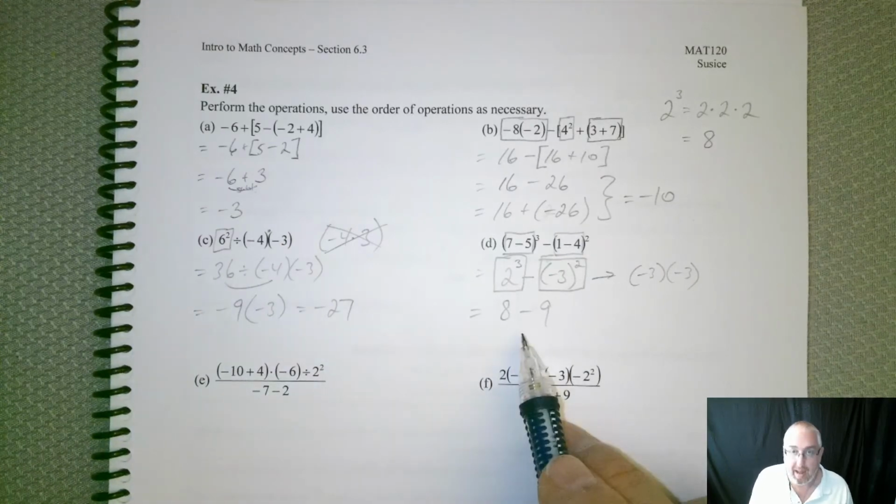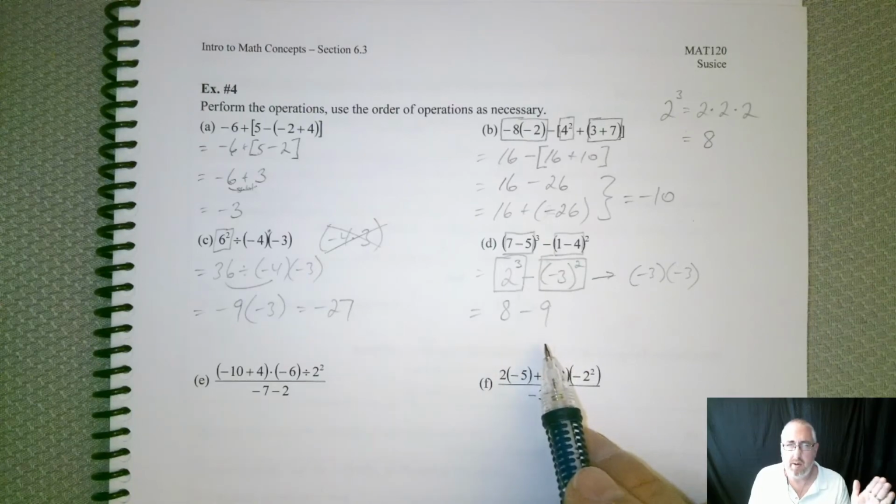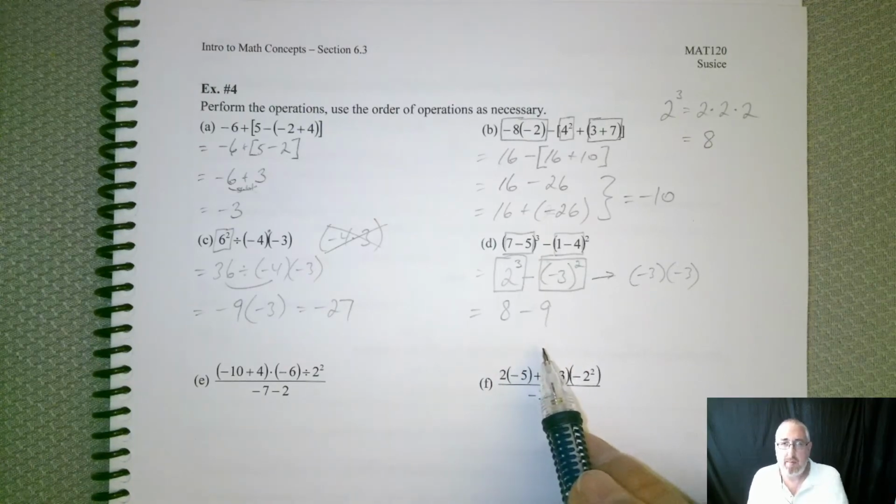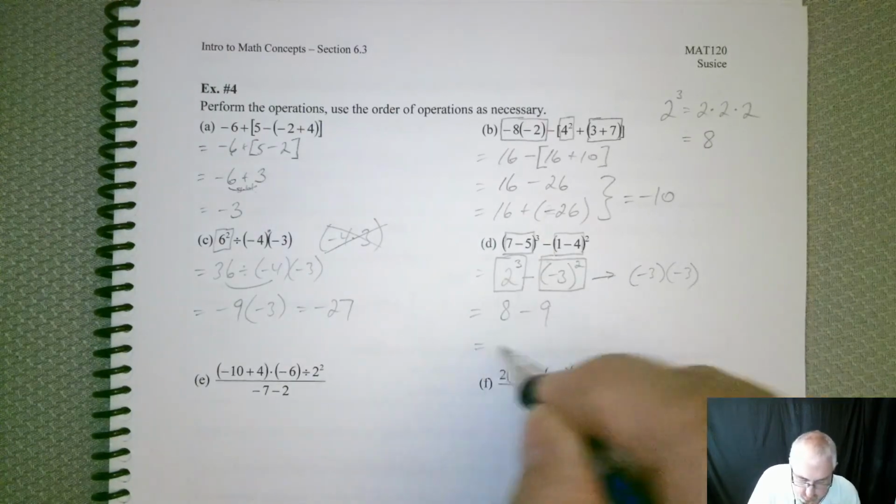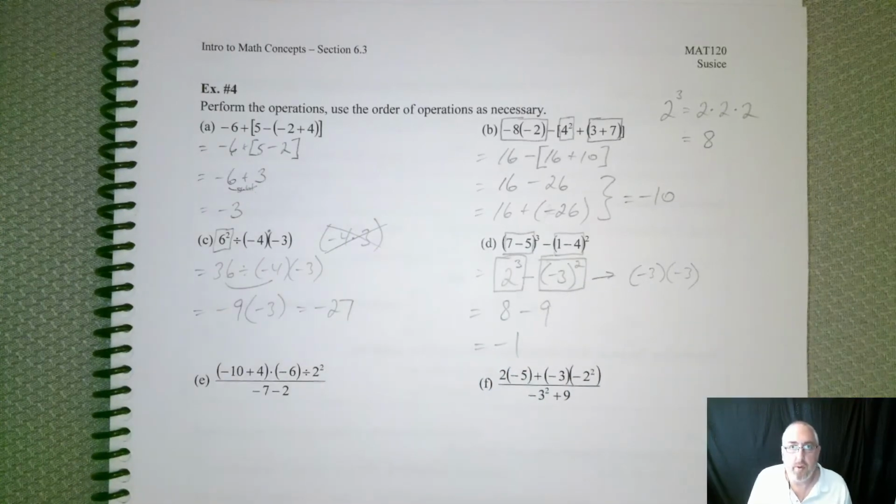And so now your last step. 8, back 9, puts me in the hole. Puts you in the hole by 1. So negative 1 should be your answer.